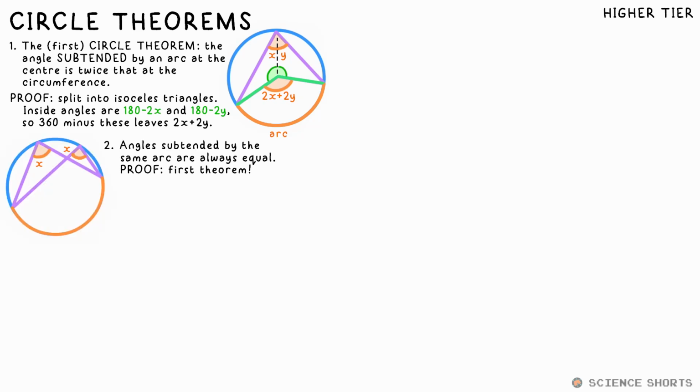Next, the angles subtended by the same arc must be equal. This follows on from the first theorem. If we join the common points to the centre, we know that the angle subtended there must be double that at the line, no matter where the far point of the segment is.